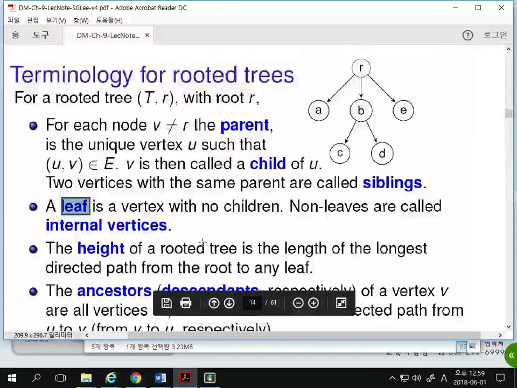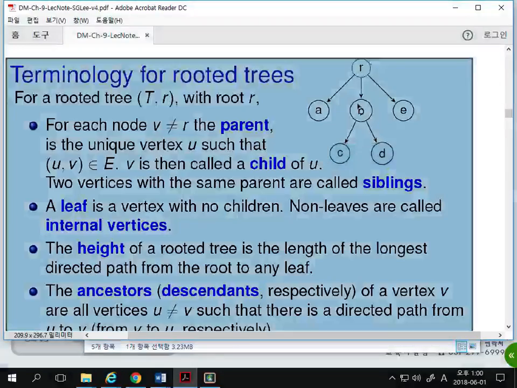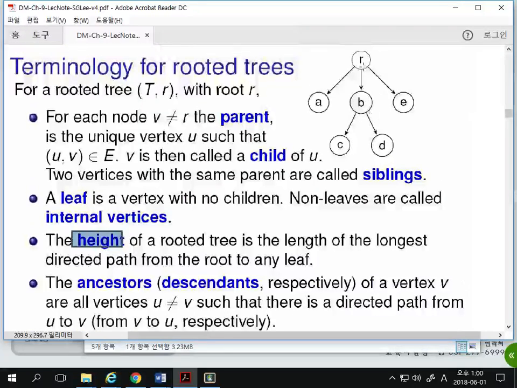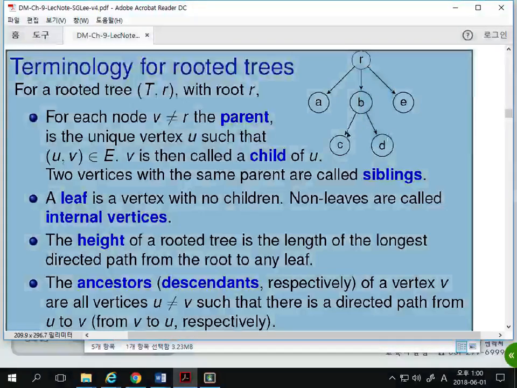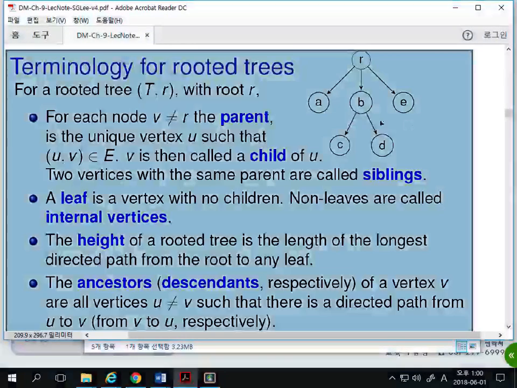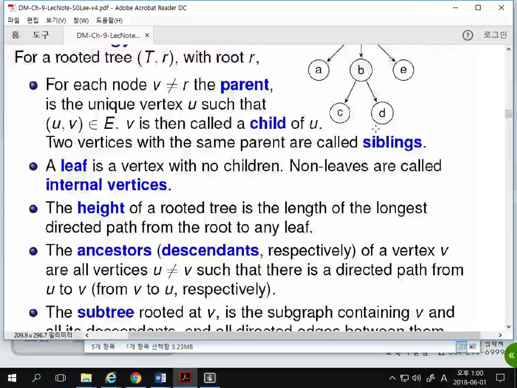The height of a rooted tree is the length of the longest directed path. Here in this case, level 0, level 1 and level 2. So we have 1, 2, 3. The height of this tree is 3. In this other case, this is 1 and 2. The height of this rooted graph is 2, because the longest path in this tree graph is 2.